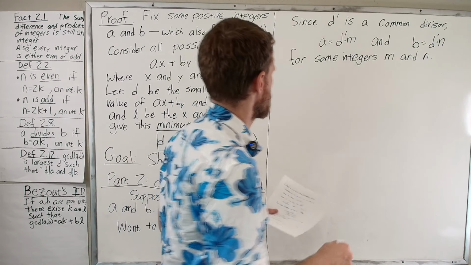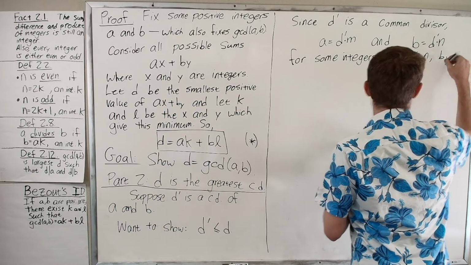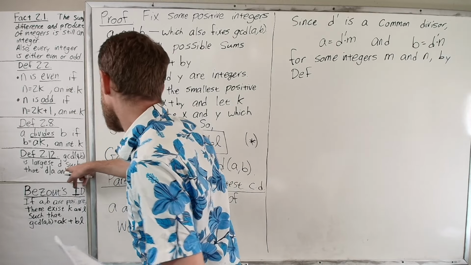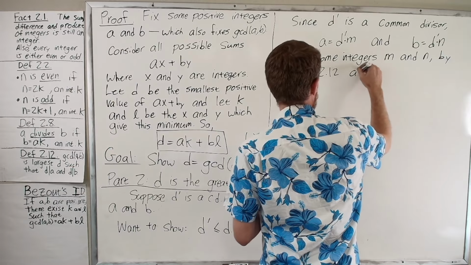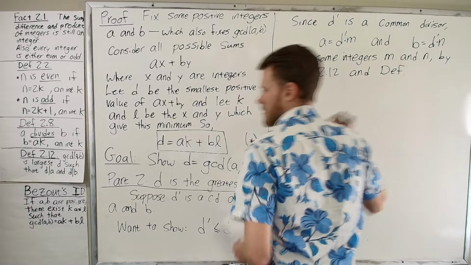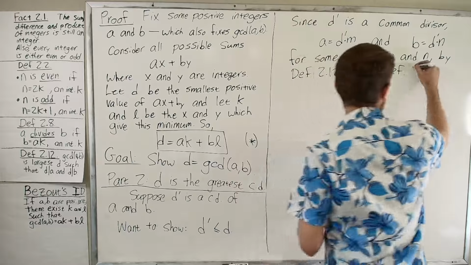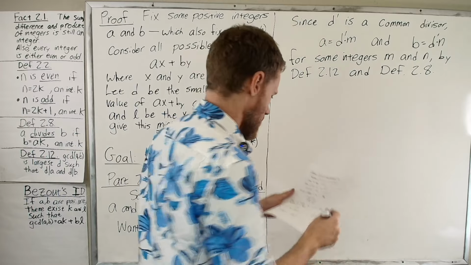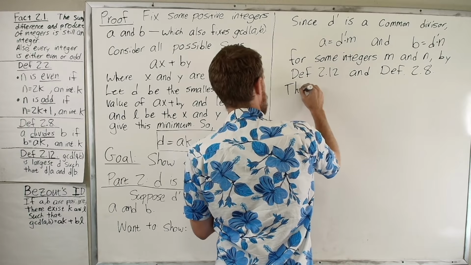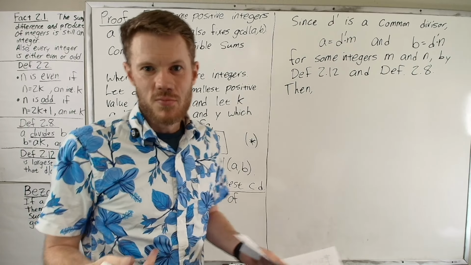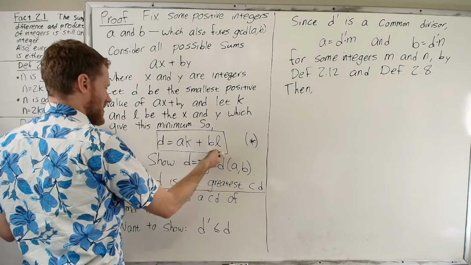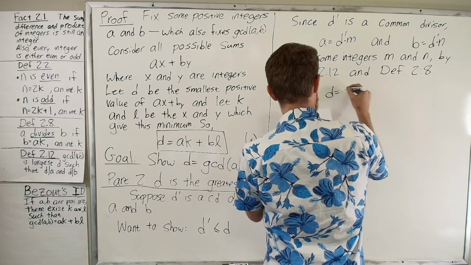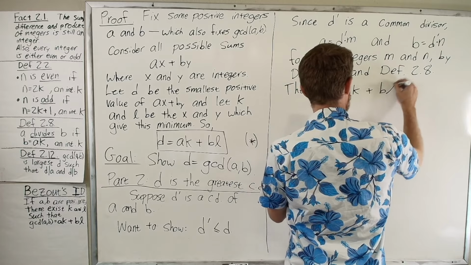Okay. So maybe I'll say by definition of a common divisor, which was part of definition 2.12, and definition of divides, which was back here, 2.8. Okay, so common divisor means you divide. What does it mean to divide? It means that. Okay, so then what do you do? You go back to the one equation that we have. D must be AK plus BL. So start there. It's the one thing we have, AK plus BL.